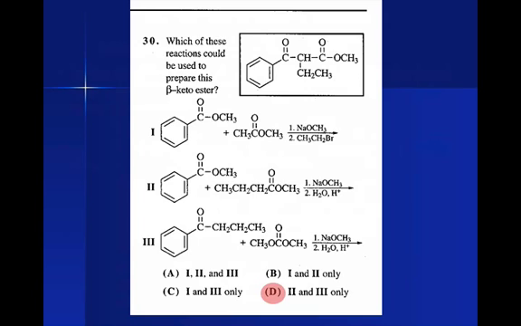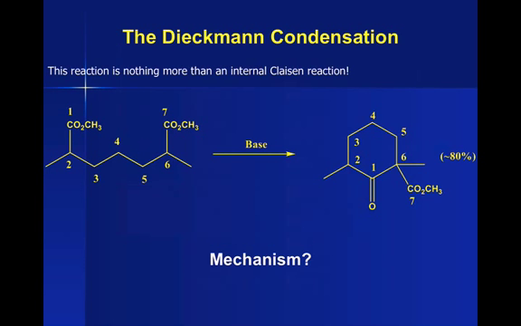Haven't told you that one specifically, but mechanistically, you could have figured that one out. The Dieckmann condensation is another name you need to know, but you don't need to know anything new, because it's nothing more than an internal Claisen reaction, and it forms rings. That's the important thing about it.